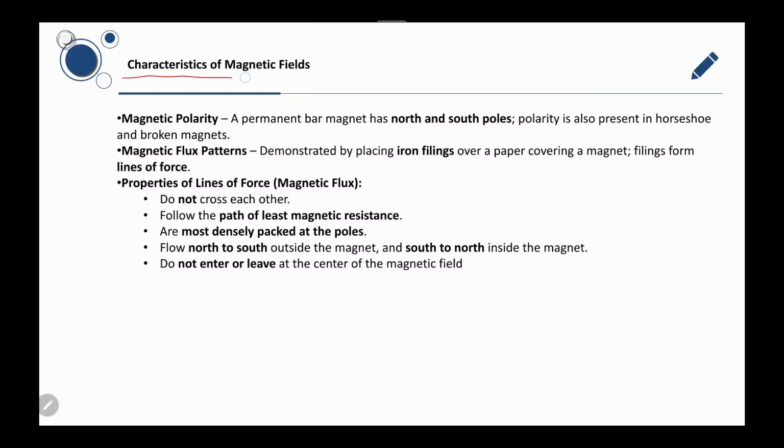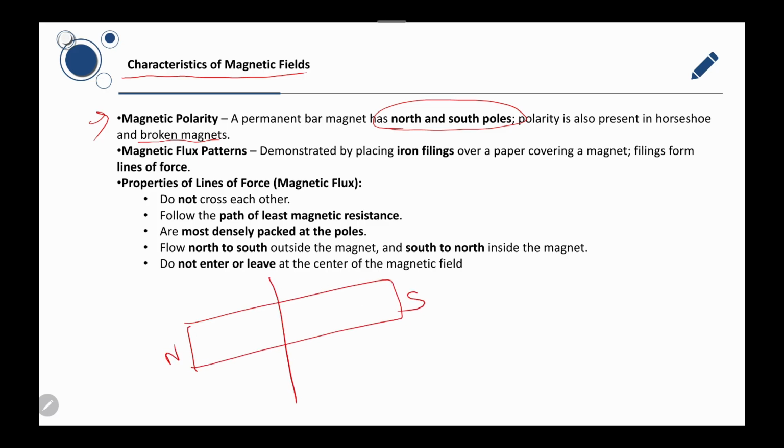Next, we see the characteristics of magnetic fields. The first one is magnetic polarity. Every magnet has two poles, that is north and south pole. This is true for bar magnets and horseshoe magnets and even broken magnets also. If one bar magnet is broken, it's not damaged. It creates new magnets, like this is a new pole, south and north. Each piece will still have both poles. This is the magnetic polarity.